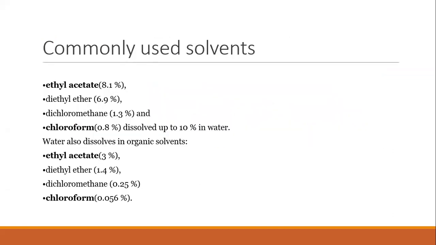Commonly used solvents are ethyl acetate, diethyl ether, dichloromethane, and chloroform. They dissolve in water to about 10%, while water also dissolves in organic solvents like ethyl acetate, diethyl ether, dichloromethane, and chloroform. How much water is dissolved in it? It is written how much in ethyl acetate, 8.1% water. If you are taking diethyl ether, then 10% of water is dissolved in it.